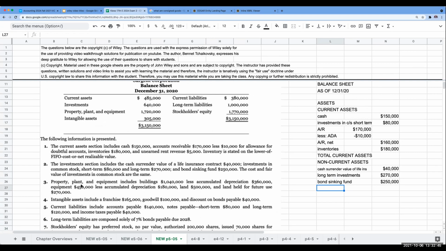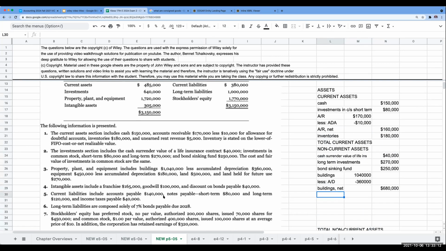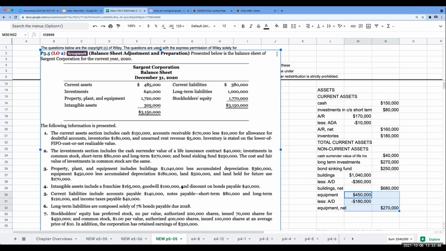Then the next one is property, plant, and equipment, which includes buildings of $1,040,000. So buildings less my accumulated depreciation is going to give me buildings net of depreciation. My buildings is going to be showing at 680,000. Okay, so equipment 450,000. My equipment had a balance here of 450,000. My accumulated depreciation was 180. So my equipment net is going to be at 270,000. Okay, so let's go to the next one.